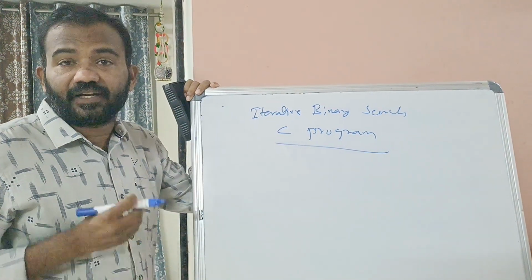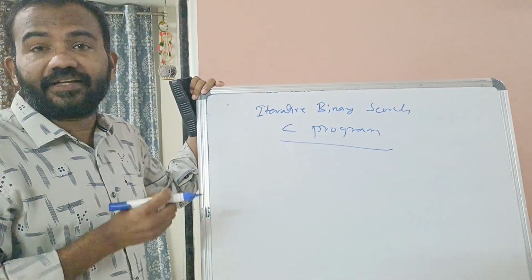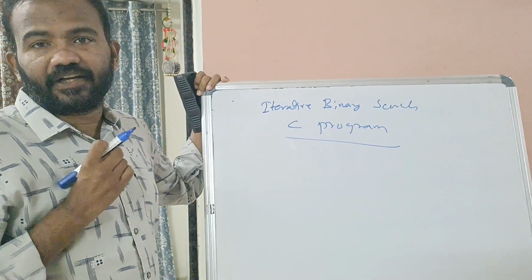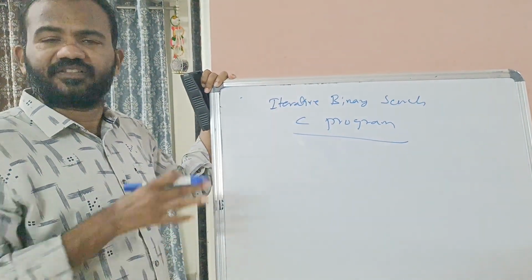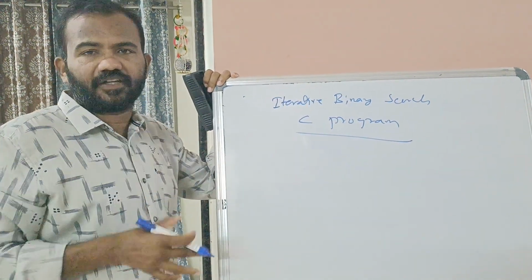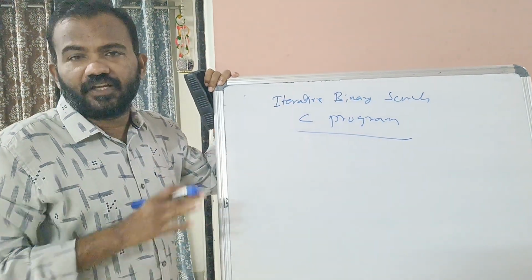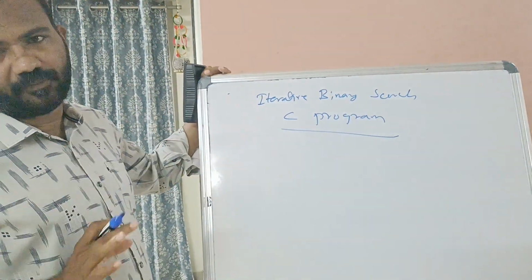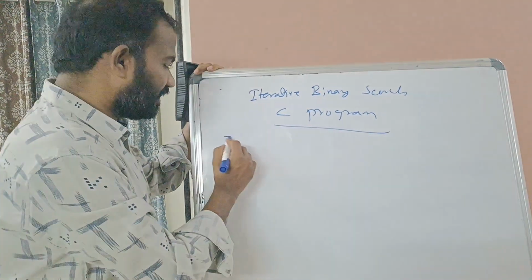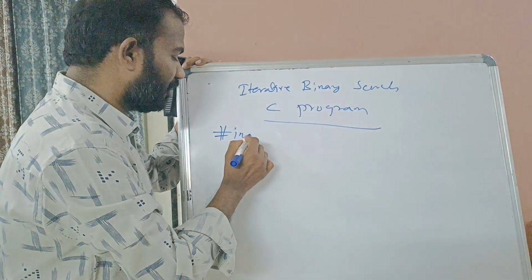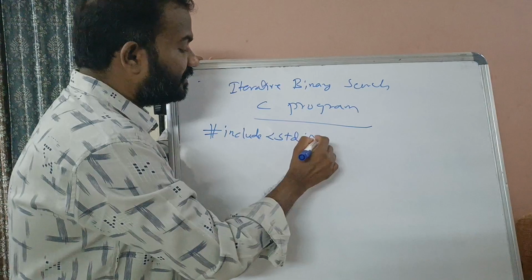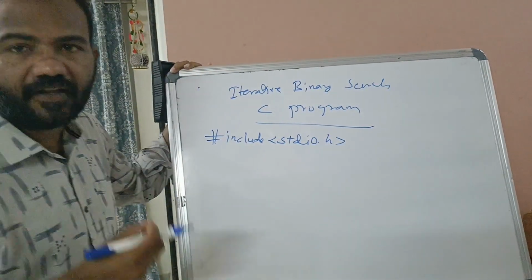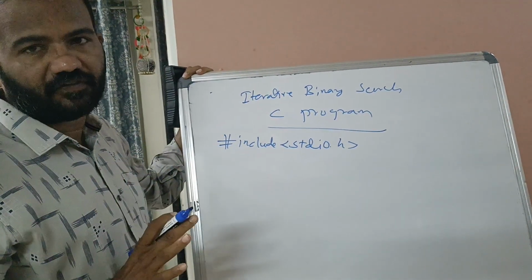Now we are going to write a C program for iterative binary search, using functions. Whenever we discuss any searching or sorting methods, we have to go with functions. Now I am going to write the program. What is the first line of the program? Every time it is hash include stdio.h. By writing this header file, we can use printf and scanf in our program.